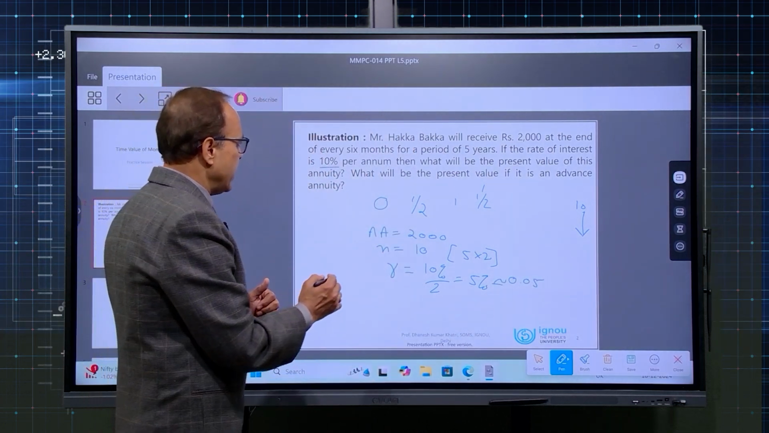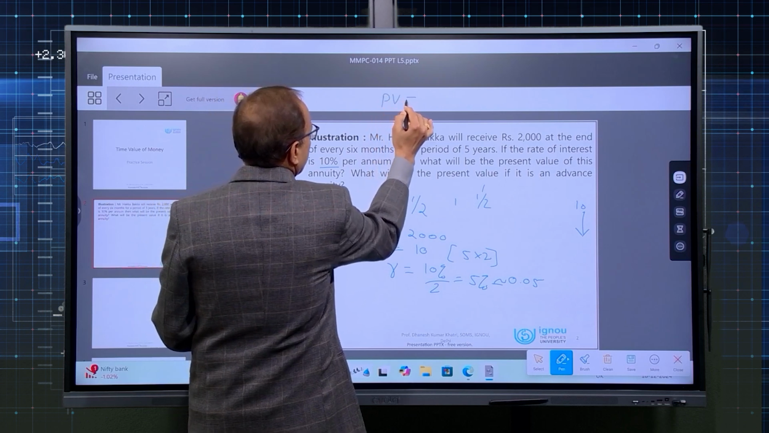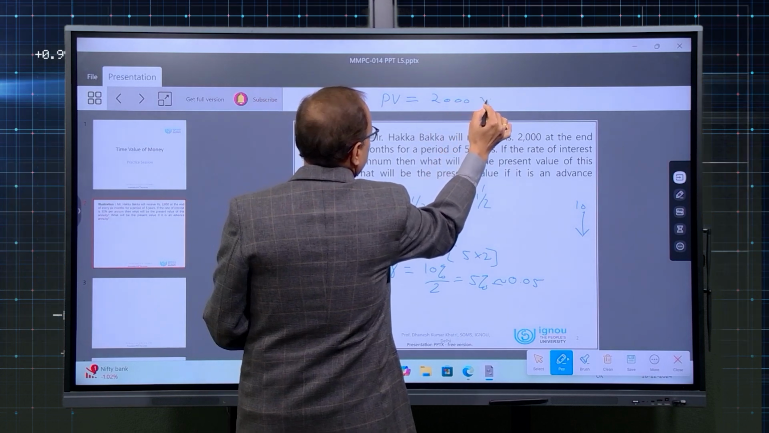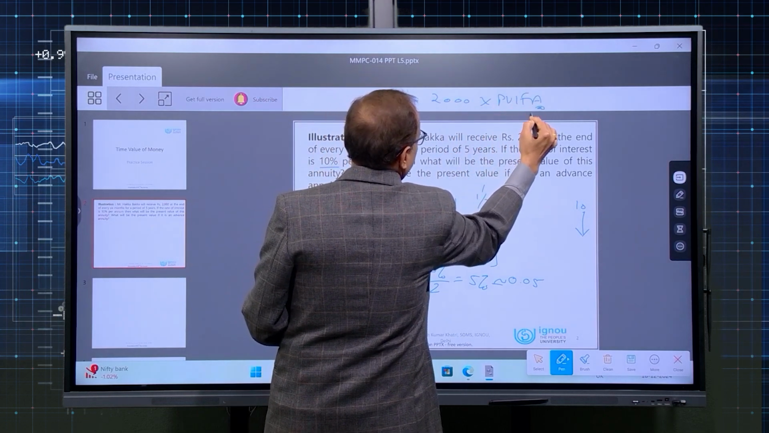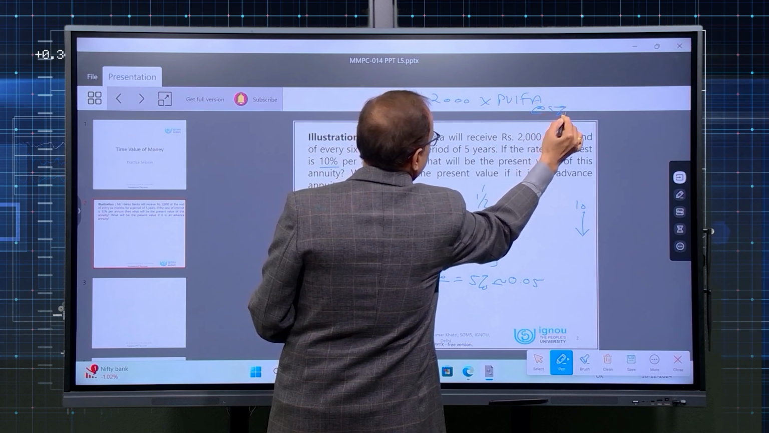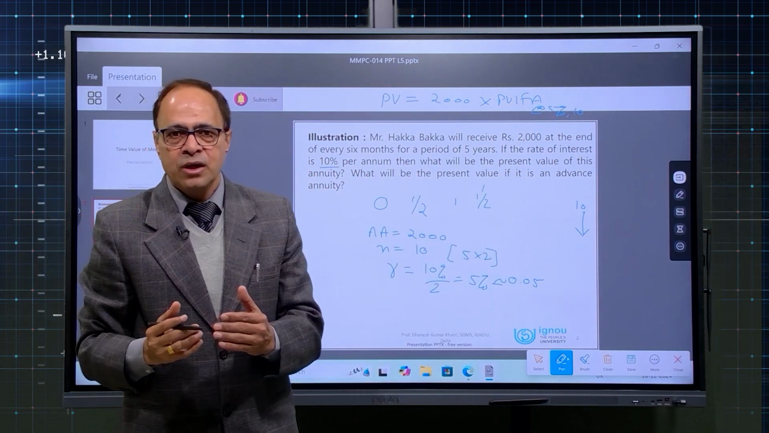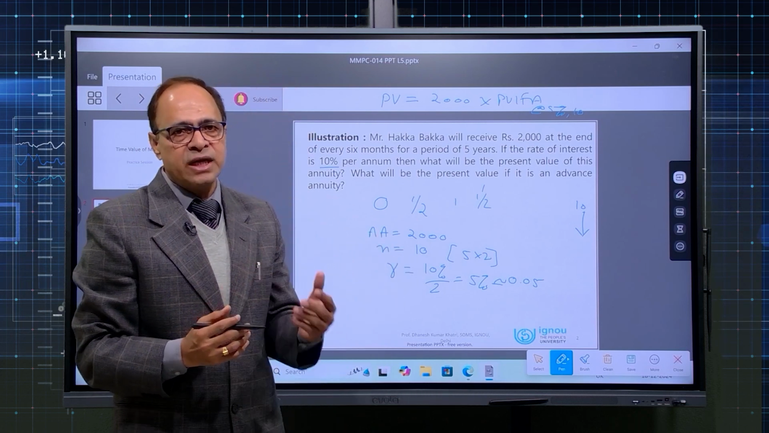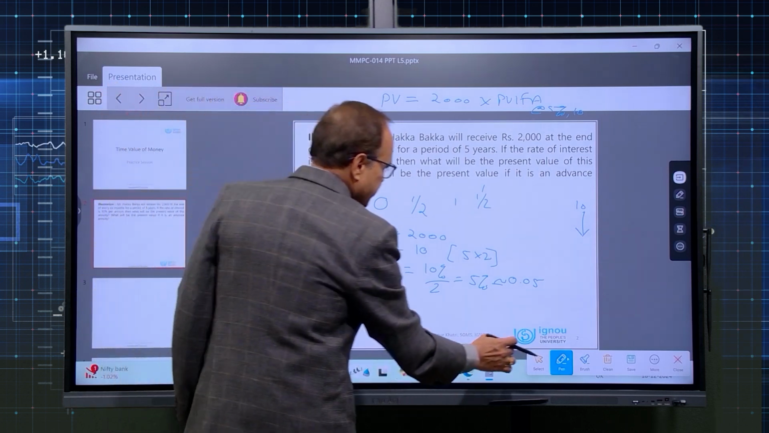Now, we can calculate the present value of this annuity. So, PV is equal to 2000 multiplied by PVIFA at the rate of 5% for 10 periods. Now, if you are handy with the table, you have the table with you, we can locate the factor in the table, else we can use the formula also. So, let us see how the table looks.